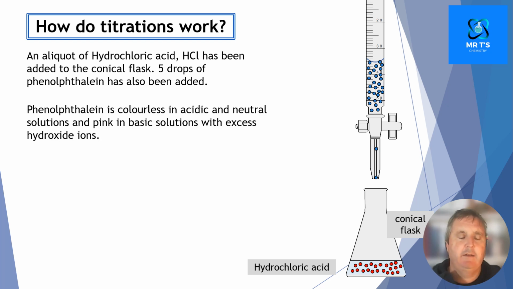Now, phenolphthalein indicator is an indicator that will be colorless when it sits in an acid or neutral solution, and if it's in a basic solution, that is, if there's an excess of hydroxide ions, it's going to be a pink color, a bright pink color.